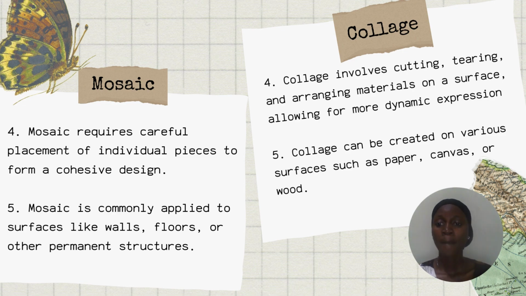Number 5, mosaic is commonly applied to surfaces like walls, floors, or other permanent structures. Why? Because they can withstand those kinds of harsh temperatures or structures. But collage, on the other hand, can be created on various surfaces such as paper, canvas, or wood. Collage cannot be placed on the floor, or on a permanent structure or a permanent surface.